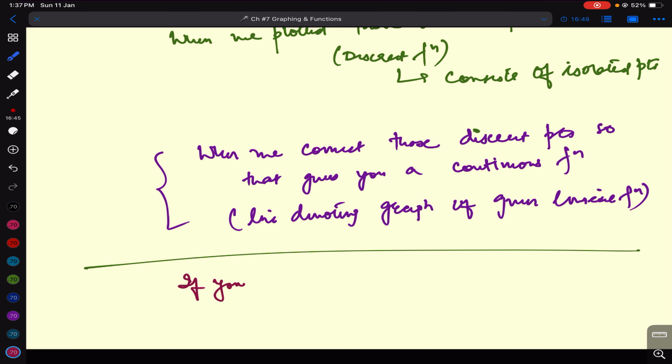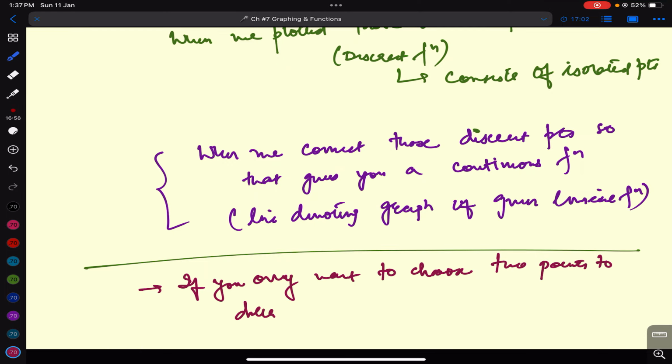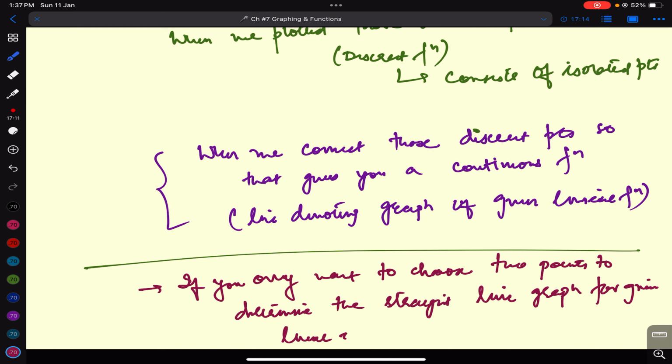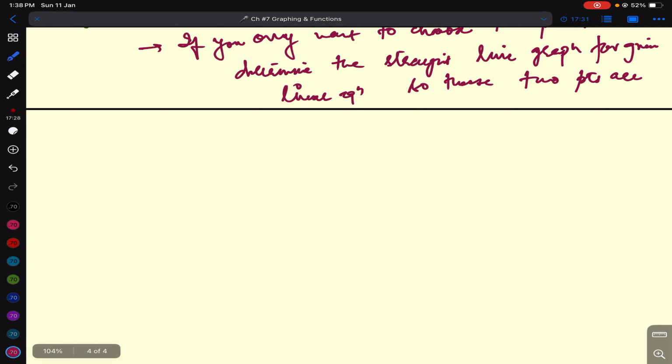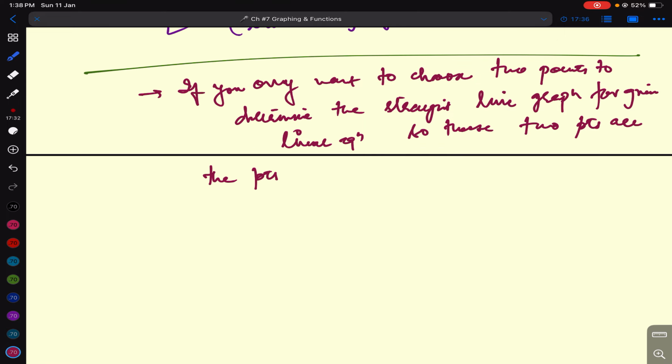As I mentioned, if you only want to choose 2 points to determine the straight line graph for the given linear equation, those 2 points are the points where the graph crosses the axis. By axis I mean the x and the y axis.